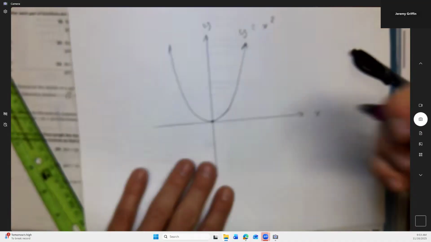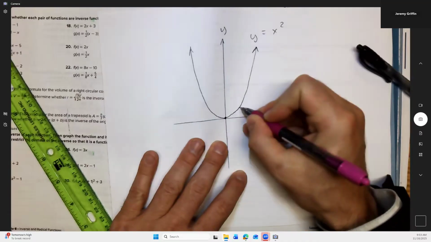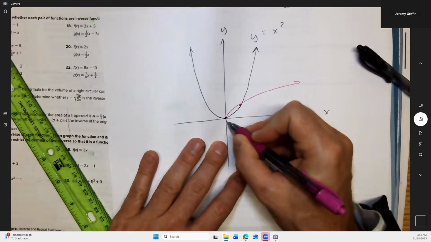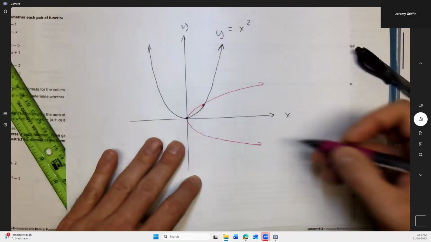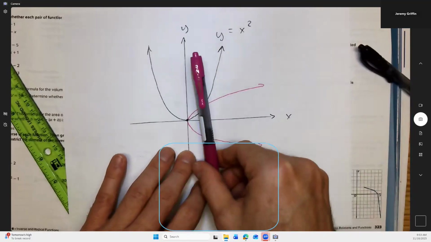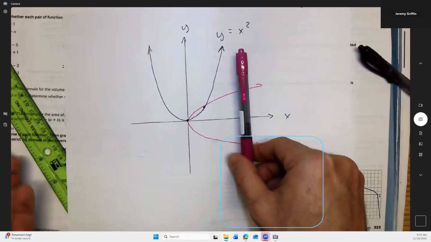Here. 0, 0, flip that, it's still 0, 0. 1, 1 is still 1, 1. But everything else is going to create the sideways parabola. Hey guys, what I just drew in pink, this could be the inverse relationship right here. Is that a function? No, because it fails the vertical line test.